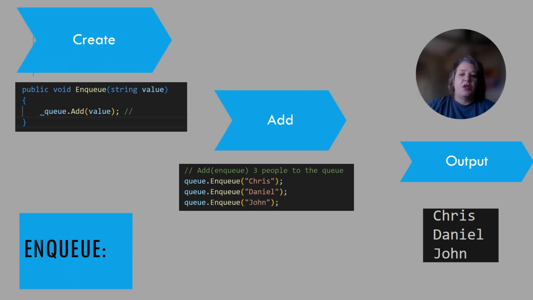Here is the InQueue method. First, I created an InQueue method to add items to the queue. Then I called the method to add three names: Chris, Daniel, and John. When we print the queue, the names appear in the order they were added: Chris, Daniel, and then John.